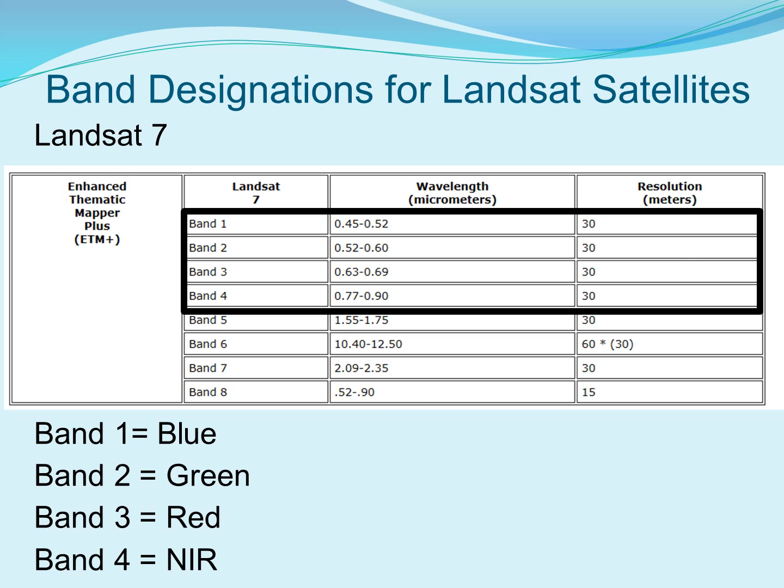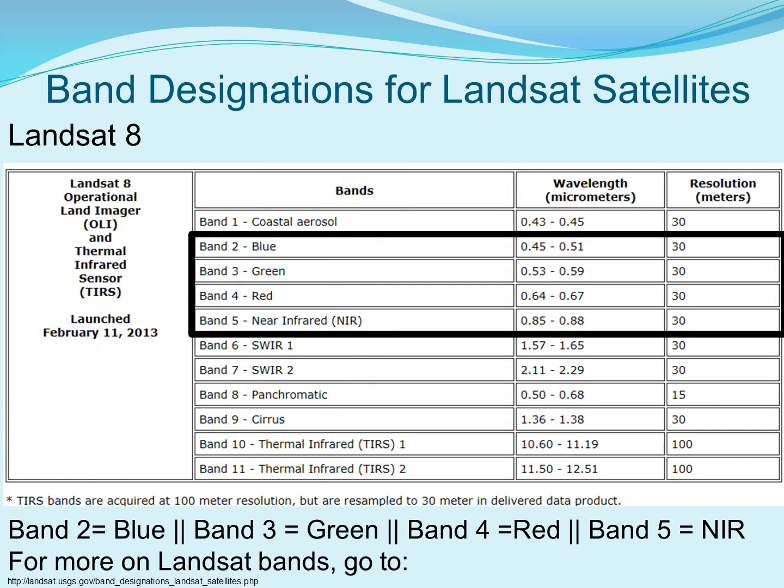This is the band designations for Landsat 7. You can see band 1 is for blue, band 2 green, band 3 red, and band 4 near infrared. While Landsat 8 has different bands for blue, green, red, and near infrared. In Landsat 8, band 2 is blue, band 3 is green, band 4 is red, and band 5 is near infrared.